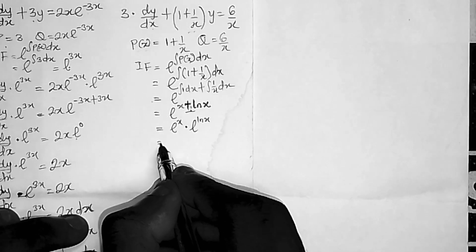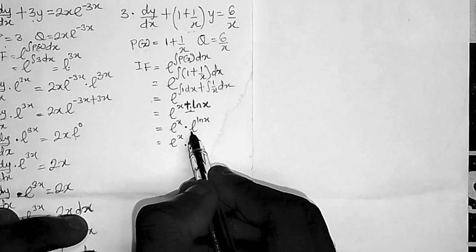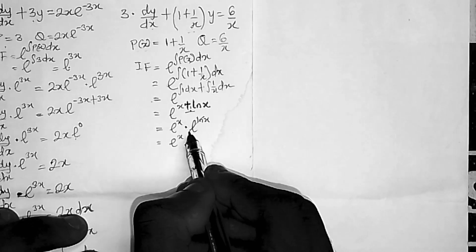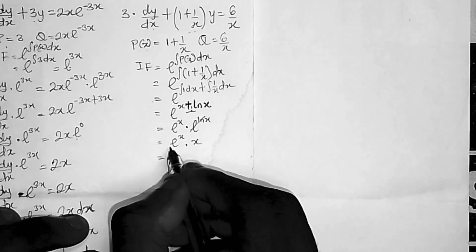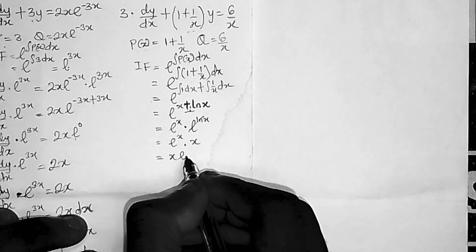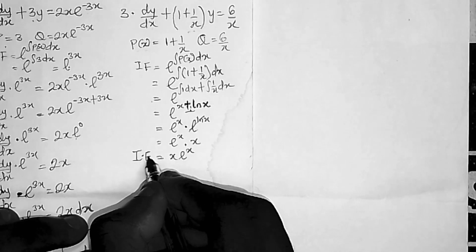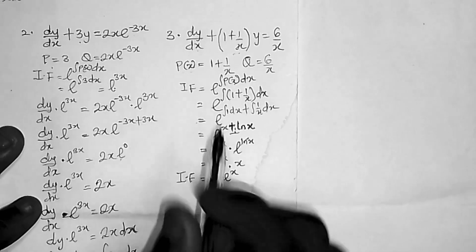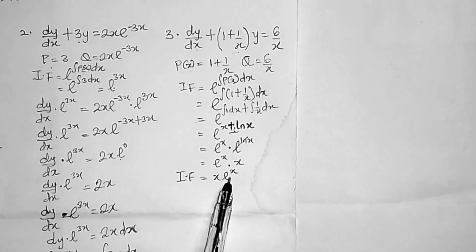Now this will become exponential x multiplied by, you can see exponential will cancel ln, so you are going to have exponential x multiplied by x. So that means our integrating factor here is x exponential x. This is the first step to finding your integrating factor. There are some questions in CBT that will just ask you what is the integrating factor. So for this question, our integrating factor is x exponential x.